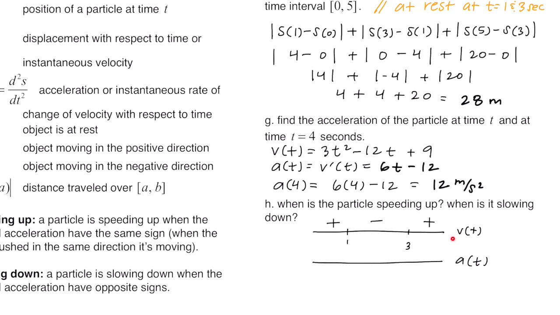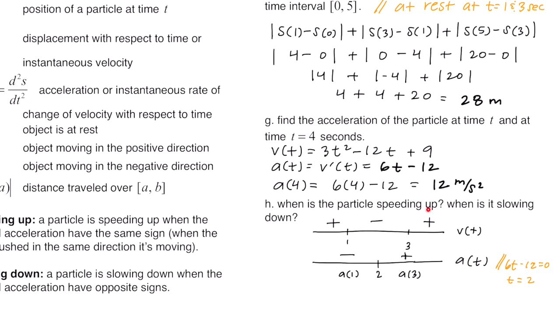So I rewrote the sign chart for velocity. We had positive from 0 to 1, we had negative from 1 to 3 seconds, and then we had positive from 3 on. For acceleration, we want to look at the acceleration formula. We have 6t minus 12. When we set the acceleration function equal to 0, we get t equals 2. If we take 1 and plug it into the acceleration function, we get negative. And if we take 3 and plug it into the acceleration function, we're going to get a positive value.